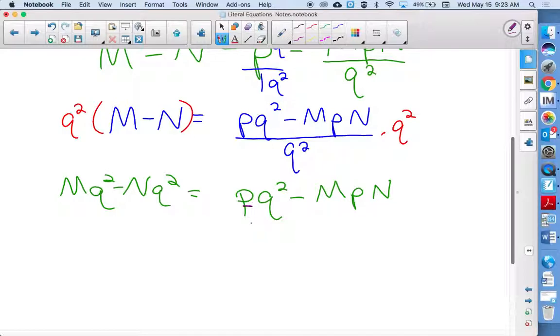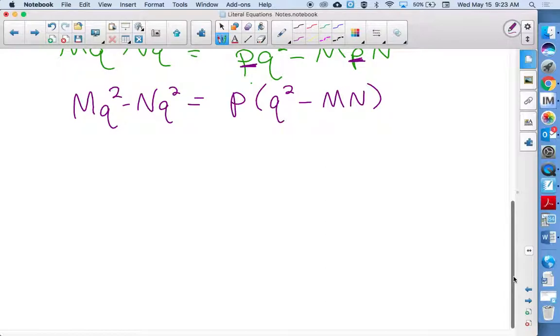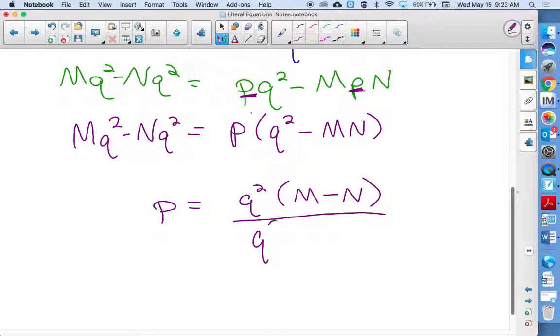And then the last thing, we have that p in common. So q squared minus mn. And then finally we can divide just to get p by itself. So again, you could take the q squared out and leave it as m minus n on the top, divided by q squared minus m times n, or you could have the q squared distributed through.